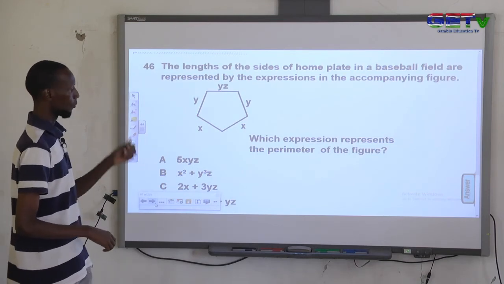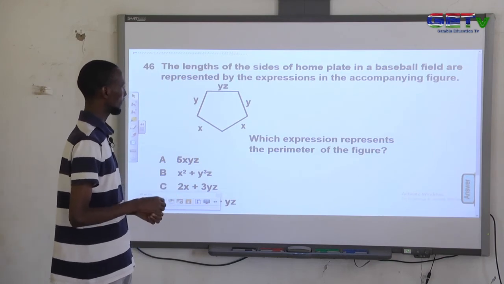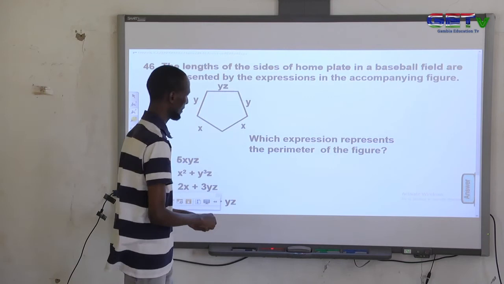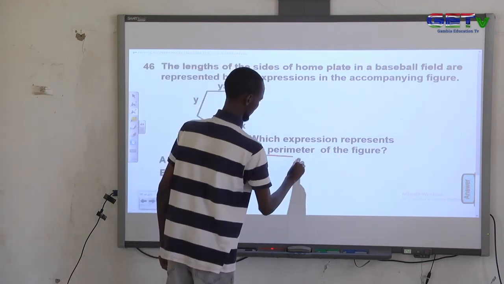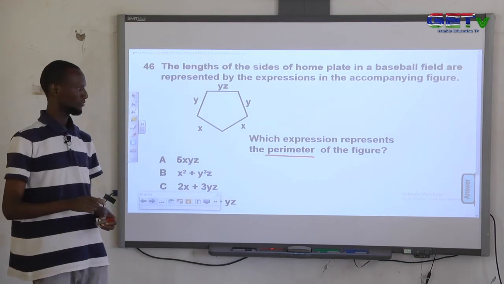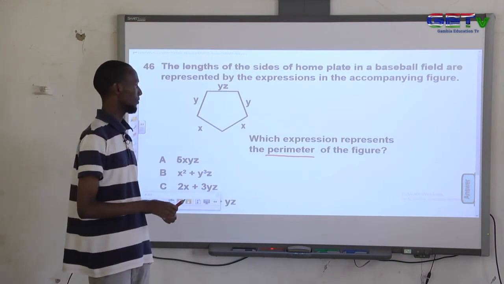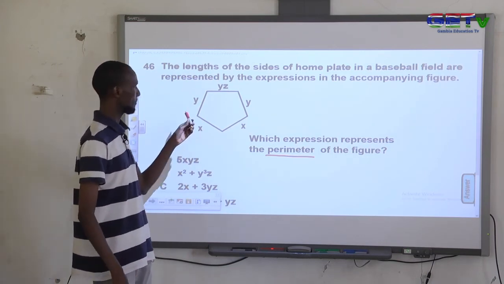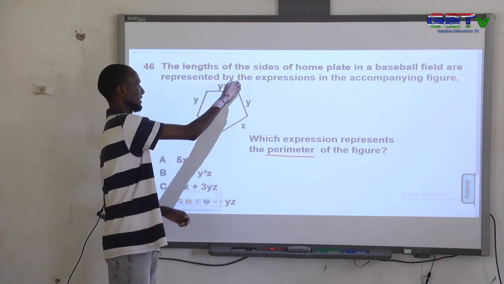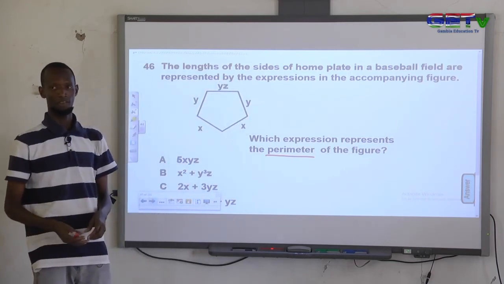So, which expression represents the perimeter of the figure? Now, the key word there being perimeter. And we know perimeter is just the distance around a figure. So if you want to find the perimeter of a figure, you simply need to add all the sides. If you add all the sides, the sum you get will be the perimeter for the figure.